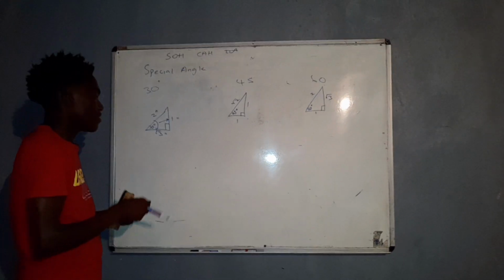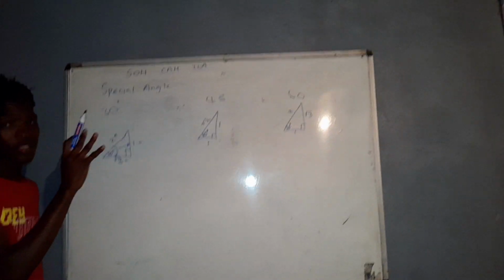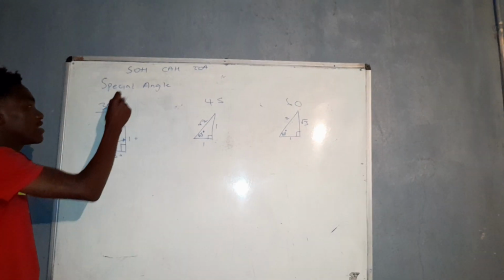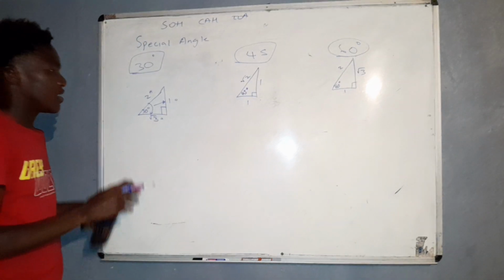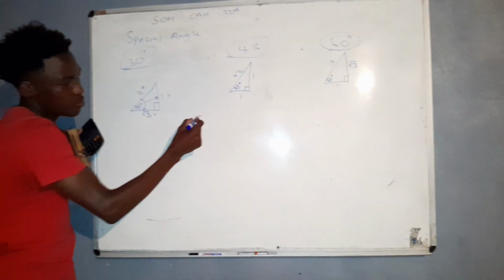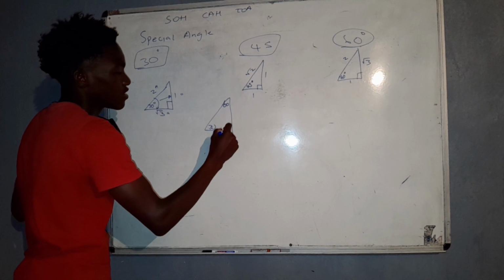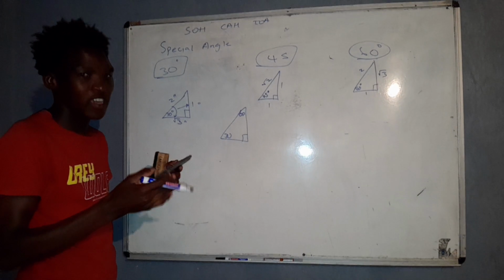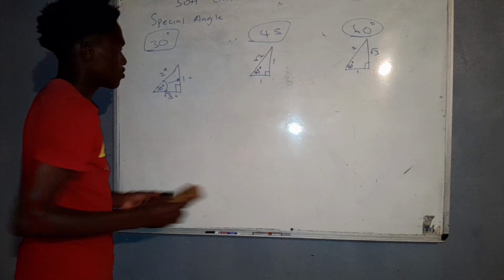So now, for example, we are going to be dealing with only these three angles: angle 30, angle 45, and angle 60. I know in some textbooks it's shown like this, with 30 and 60 together, but here I'm going to try to do them separately so you can understand them better.